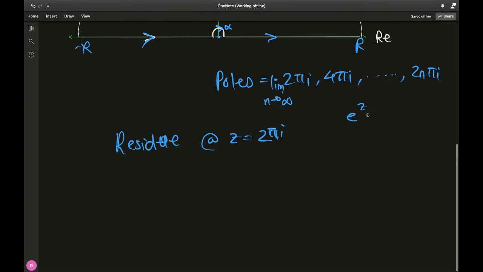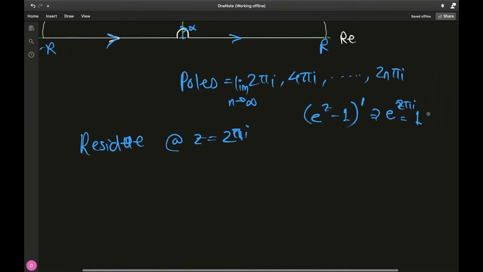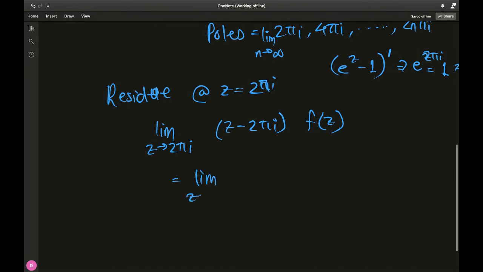So e to the z minus 1 was in the denominator. We differentiated that, e to the z, and then plugged in the pole value, 2 pi i, which gives 1, which is not equal to 0. If this was equal to 0, it would not have been a simple pole, but it's a simple pole in our case. So to calculate the residue at a simple pole, we take the limit as z approaches 2 pi i of z minus 2 pi i times f of z. So the limit as z goes to 2 pi i of z minus 2 pi i, times z over e to the z minus 1.